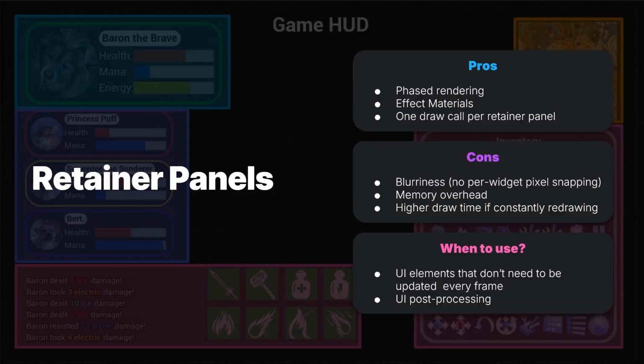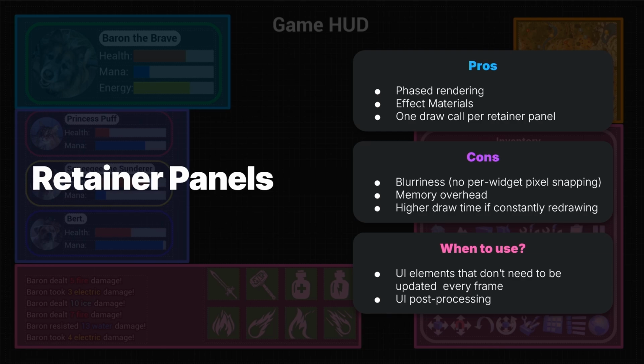Next, we will go to retainer panels. Retainer panels are very powerful and very dangerous if you don't know how they work. The idea here is that rather than draw a whole bunch of widgets to the screen, we're going to draw all those widgets to a render target, like an intermediary render target, and then we're going to draw that render target to the screen. So the pros here, we can do phased rendering, where you only update certain segments of your UI at each frame.